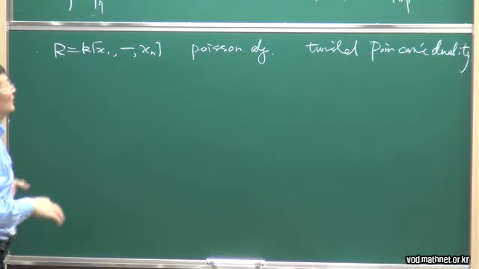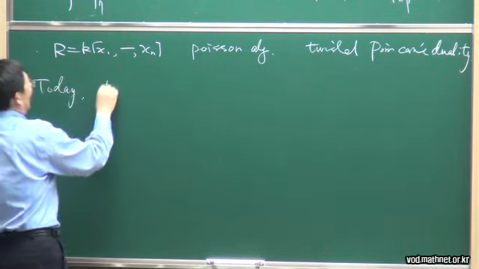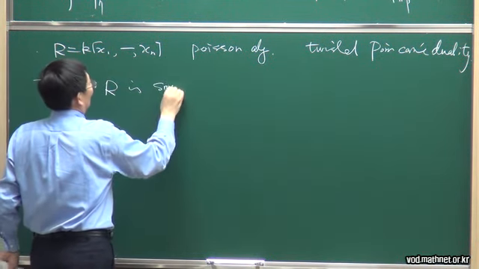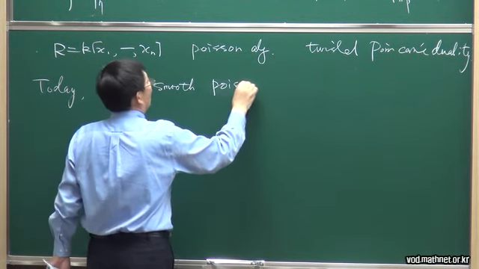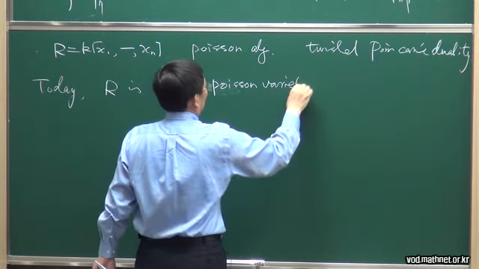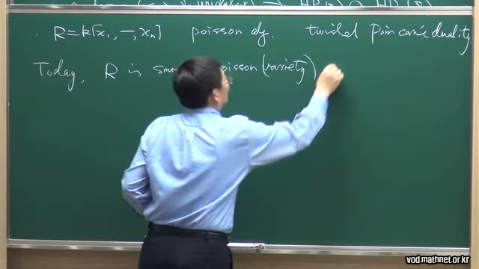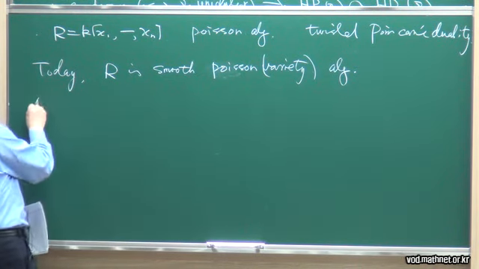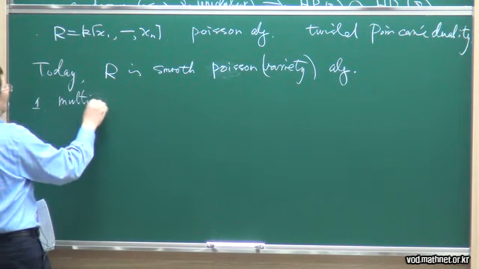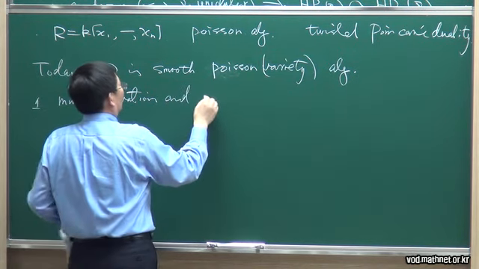Today, in general, I will assume R is a smooth Poisson variety. Okay, maybe a smooth Poisson algebra. And let me start from multi-derivations and differential forms.